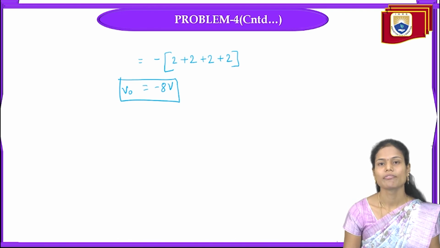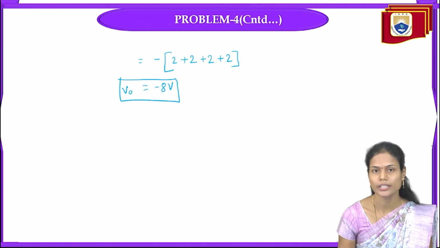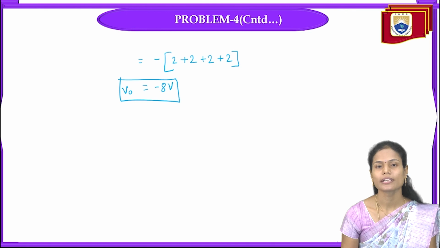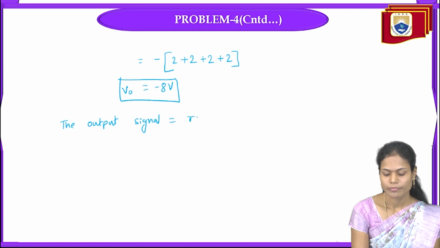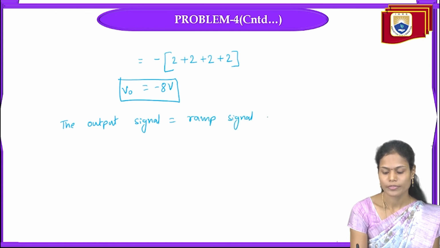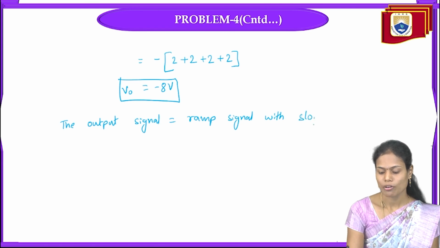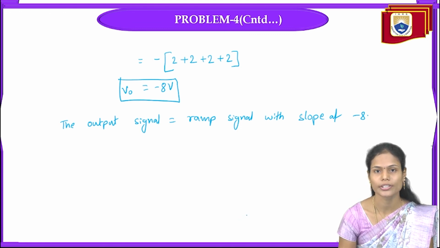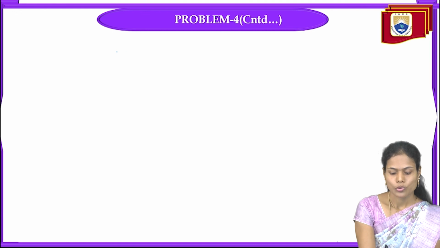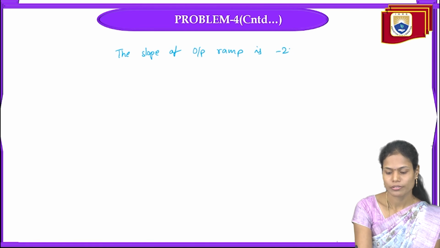So the output voltage waveform is the ramp signal here. Why? Because in the integrator, when we provide the step as the input signal, we will get the output as the ramp signal. With a slope of minus 8. It is a negative slope because it is an inverting integrator circuit. We are providing the input to the inverting terminal of the operational amplifier. So the slope of this output ramp signal is minus 2 volts per second.